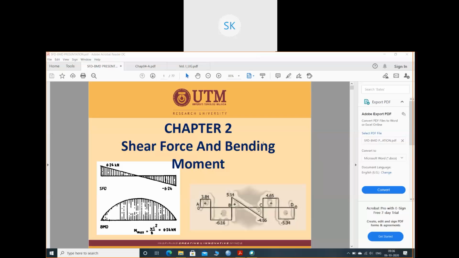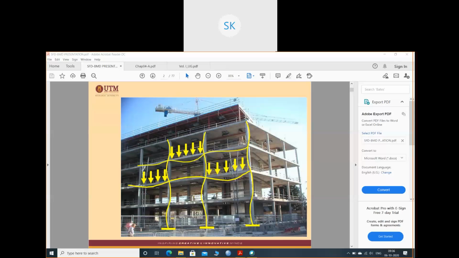Okay, so see, this is our structure, a practical structure. These are the slabs, these are the roof beams, and these are the columns. If I take this beam, it is fixed at both the ends. So generally in day-to-day life, we normally take a fixed beam.